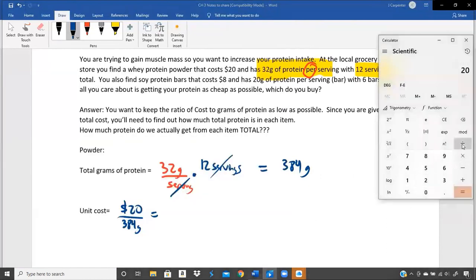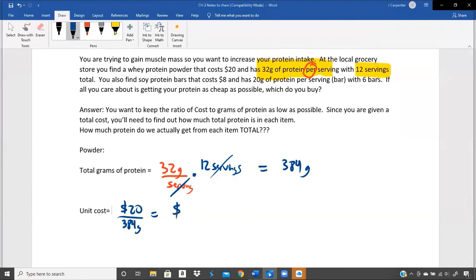20 divided by 384. And we get 0.052 and so on. Now, you might say this is a cost, so let's just round it to 2 decimal places. And I will say that usually works. But if two things are really close in unit cost, you may actually have to go to 3 or even 4 decimals to see which one's cheaper. But this answer, spoilers, will be good enough.